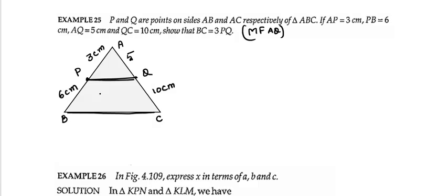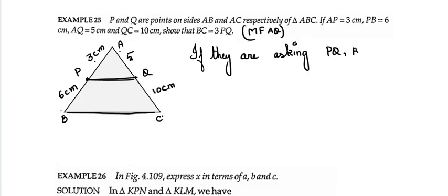What is the confusion for students? If they give AP and PB, and then AQ and QC, and ask for PQ and BC, let me write it because every year I struggle to make them understand. If they are asking PQ, BC, you cannot use BPT. BPT is only for the sides of the triangle where the distinct points are there.